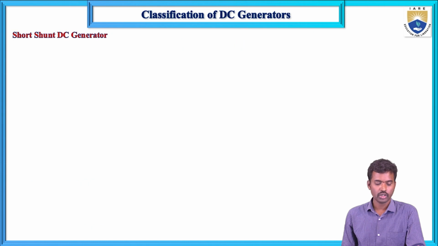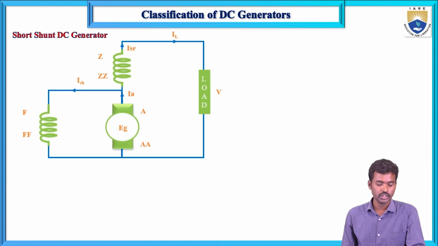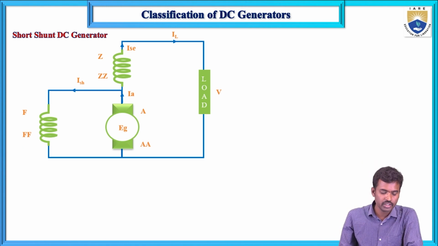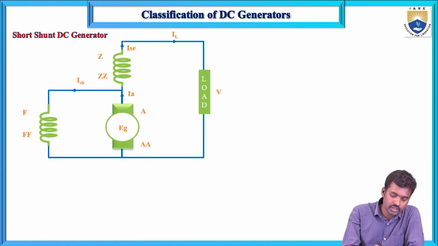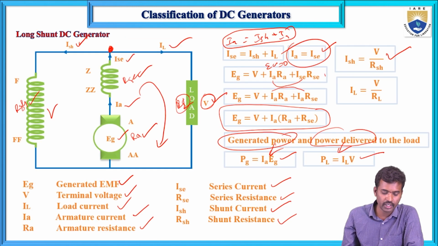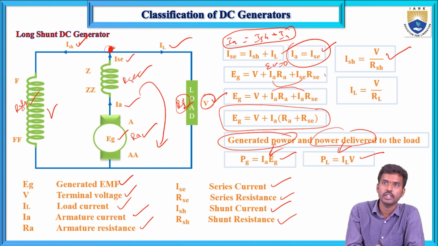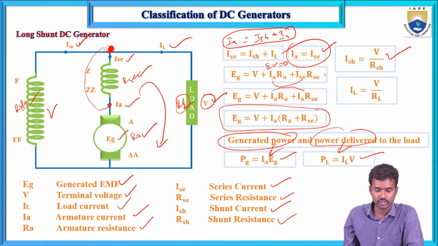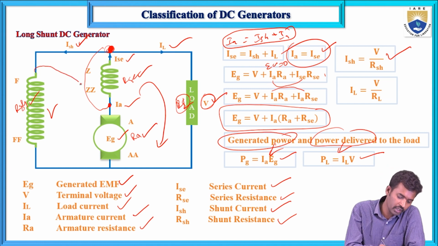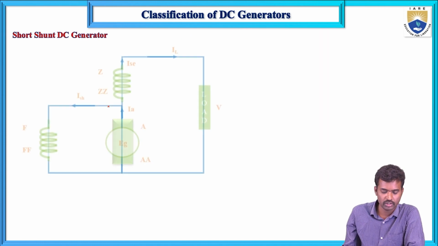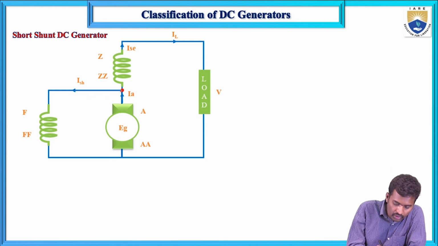Now the short shunt generator. It is the same thing, only the difference is in the connection. See the diagram: this wire is connected here for the short shunt generator, and here for the long shunt generator. If the wire is connected here, that is long shunt, and if it is connected here, that is short shunt. Here the wire is connected directly across this one.